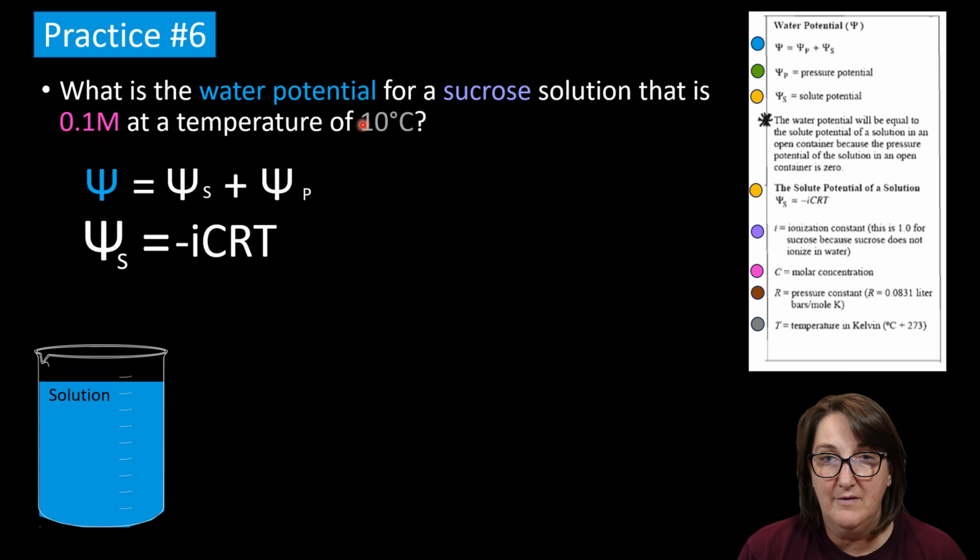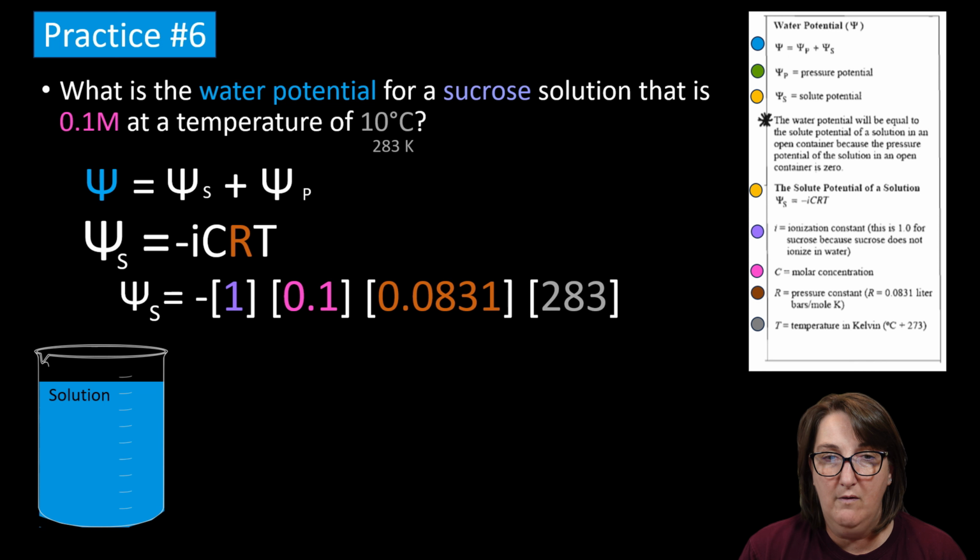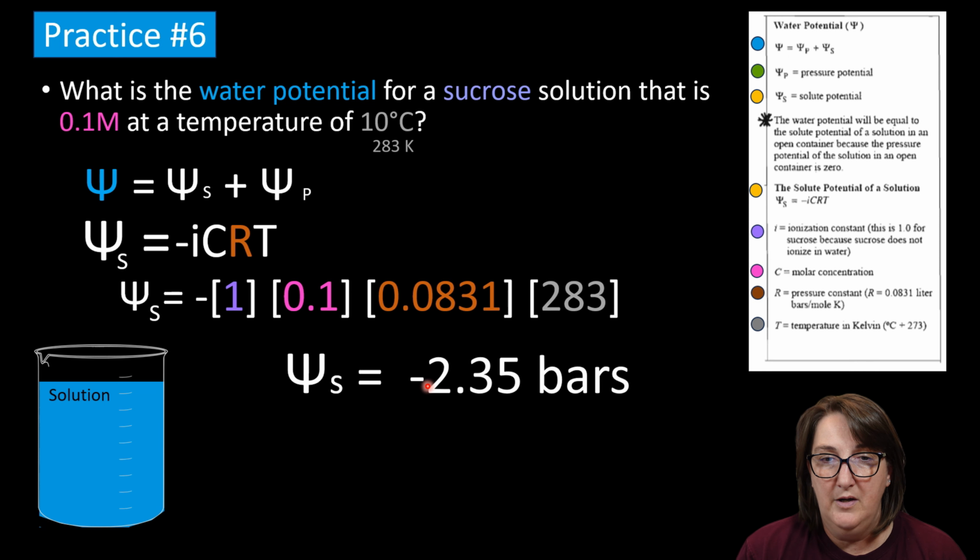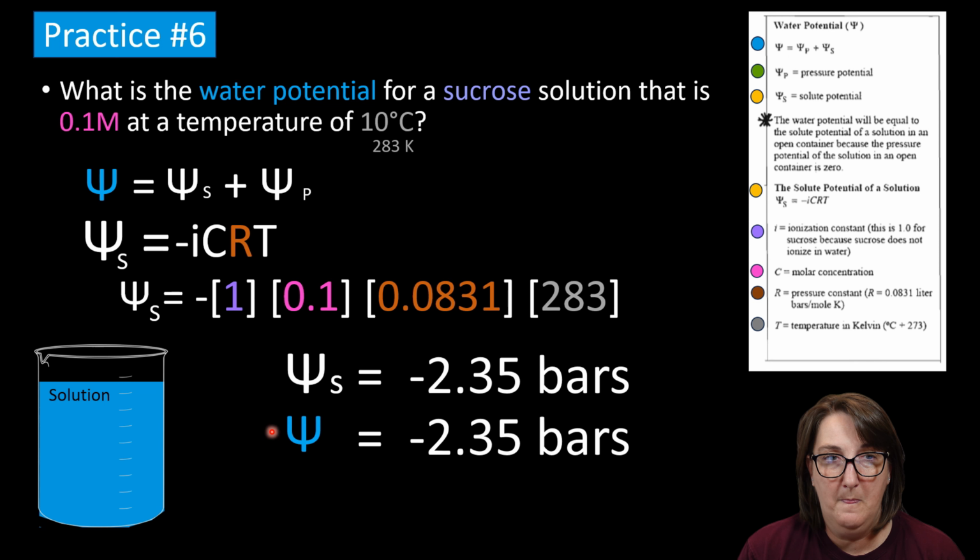I look, I have temperature, so I take temperature, I add 273, that is my temperature in kelvins. I write that by my degrees Celsius. Remember, I need R. R is right here. So I'm going to write that number down too. So I multiply all 4 of those together, and you're going to get negative 2.35 bars. My water potential will also be negative 2.35 bars because I'm in an open container.